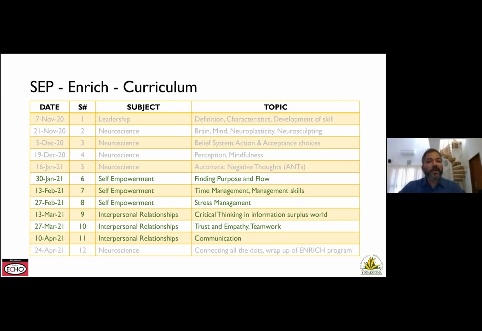Gone are the days when, to find out what the 7 wonders of the world are, we had to walk 2 kilometers to a library, or our teacher told us what they are, and we assumed and believed that particular teacher. Not anymore. We can always find out what the 7 wonders of the world are in less than 10 seconds. But the fact is, we keep getting different things through WhatsApp and social media and internet and newspapers and everywhere else. How do we improve our critical thinking in an information surplus world? Then finally, trust, empathy, and teamwork and communication skills. How do we become an effective communicator?